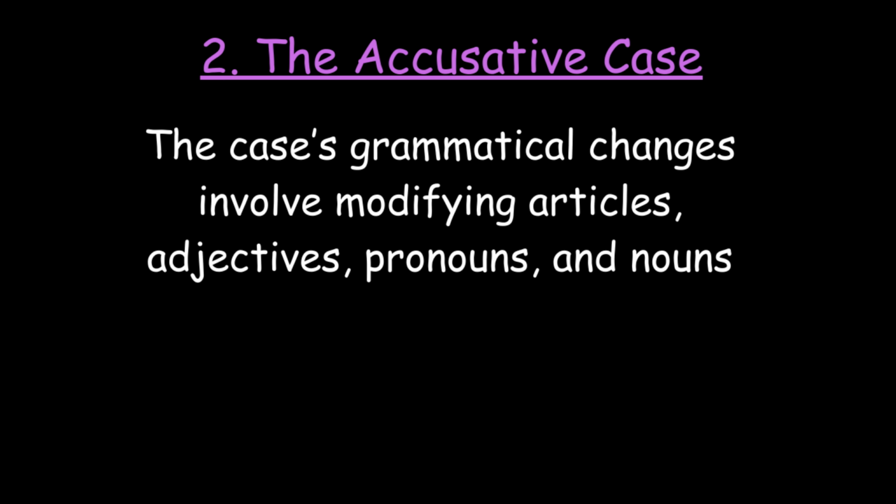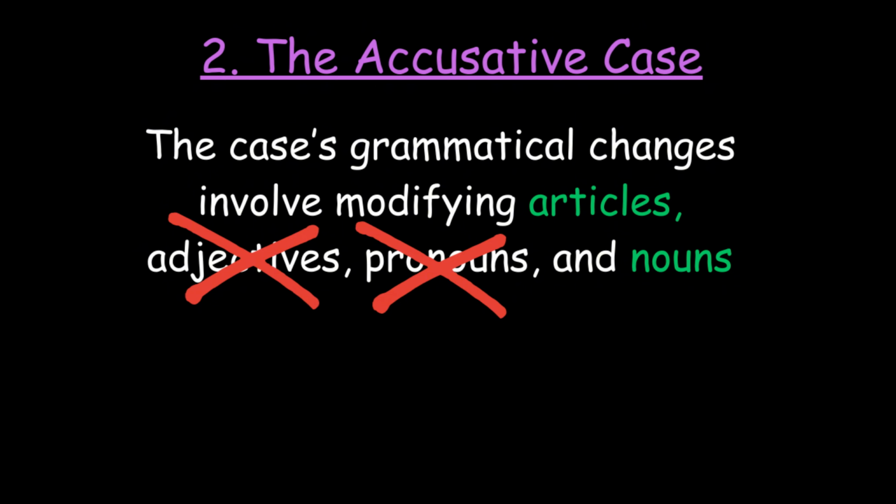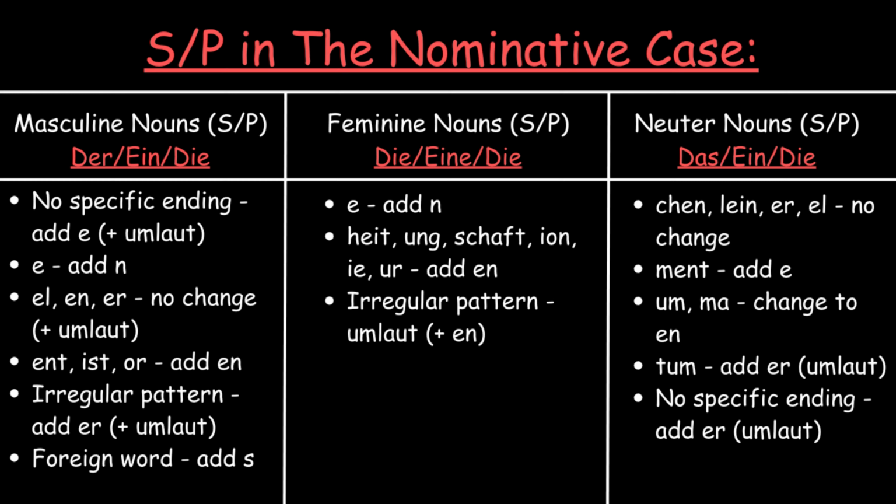The case's grammatical changes involve modifying articles, adjectives, pronouns, and sometimes plural nouns. I will not show how adjectives or pronouns get modified because they need to be explained in future videos. However, I will show how articles and nouns change when singular and plural. To understand how to pluralize nouns, we have to understand this concept in the nominative, as I already explained in my previous video. After knowing noun endings, other German cases are much simpler to understand. So the accusative will not involve as many examples, but all of its additional functions will be explained.